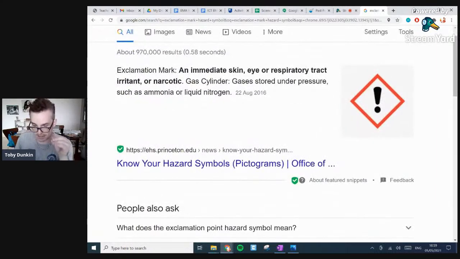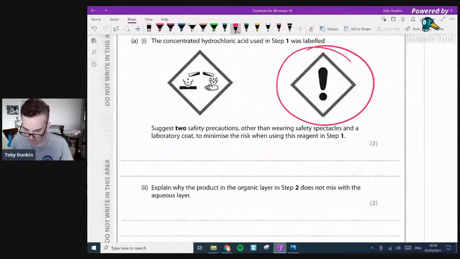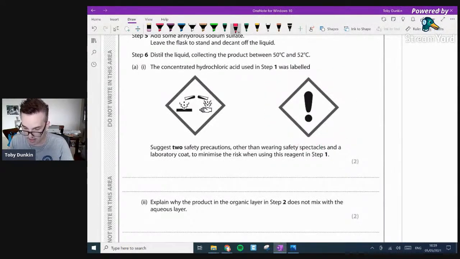But it's nice for me to point out that this is an irritant or a narcotic. How fascinating. And this is specifically focused at a gas. So if these questions, I'm just trying to do both sides of the story here. So this one here is a gaseous irritant.